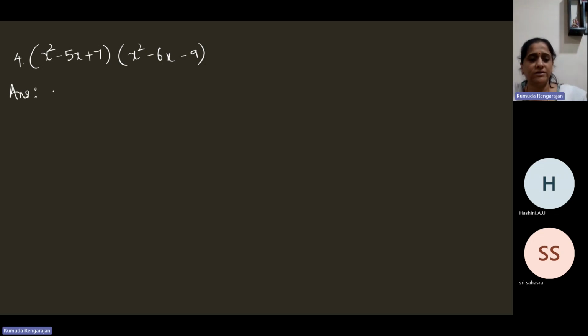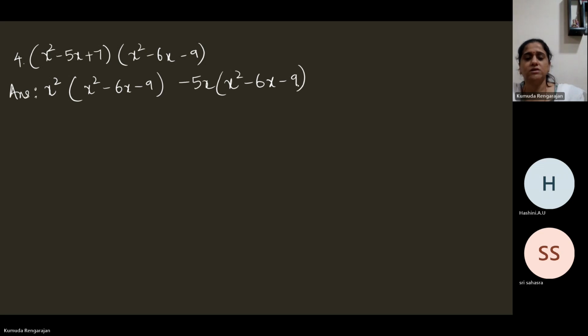Please work it like this. I'll write the first step, and then you will help me do the remaining steps and complete the answer. First term x squared into the second bracket. Second term minus 5x into the second bracket. Third term plus 7 into the second bracket. This is the first step. Yeah, complete.